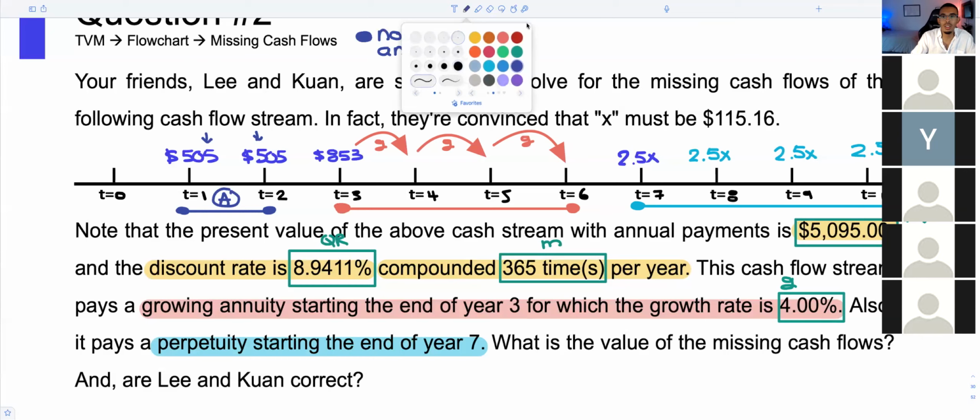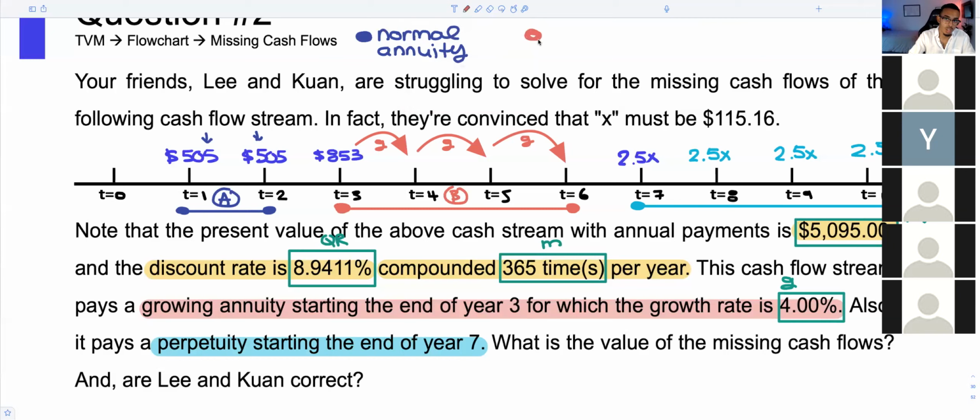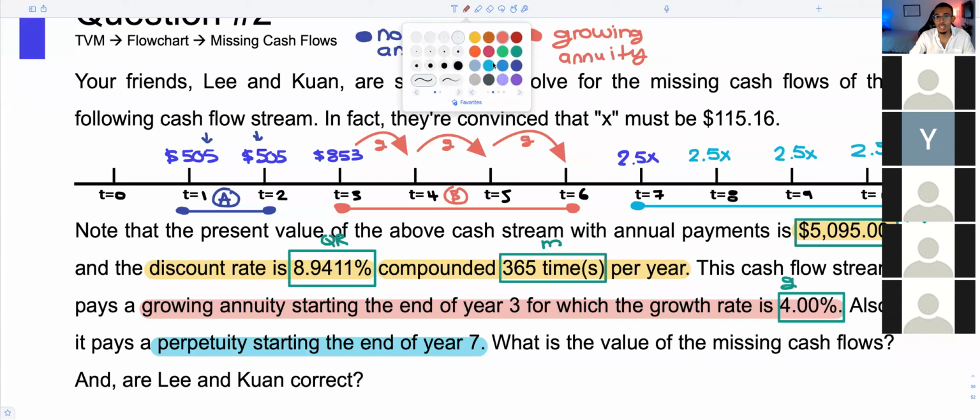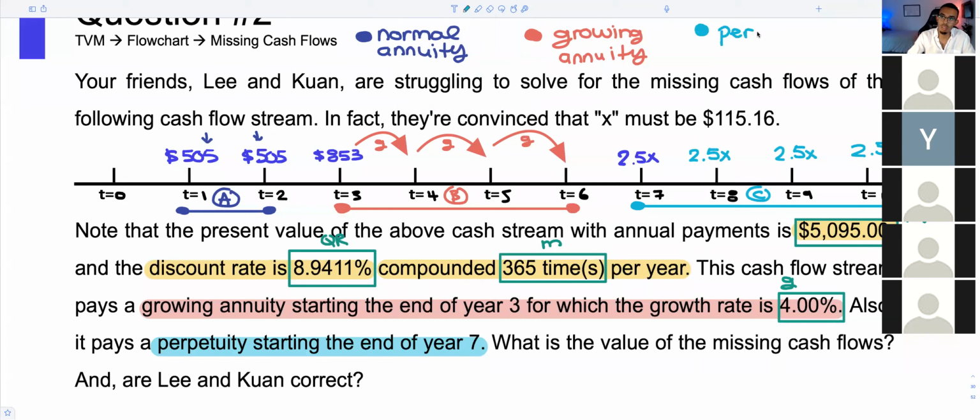And then obviously in the question, what is part B according to the question? It's a growing annuity. Exactly. Amazing. Thank you so much, Shane. And then what about the last part, part C, essentially? It's a perpetuity. Exactly. All right. So it's a perpetuity.